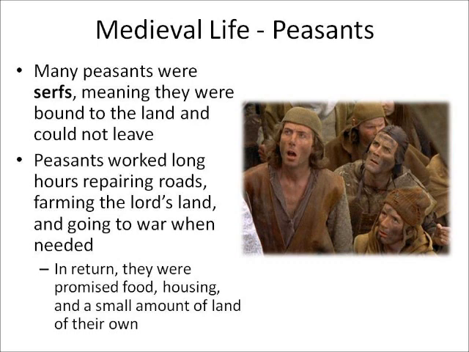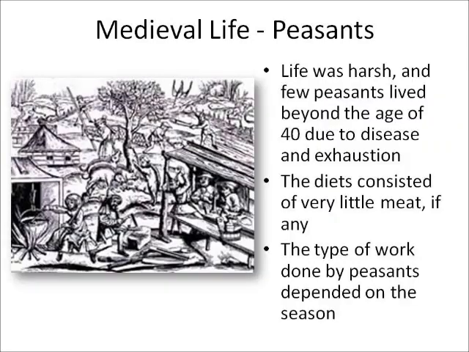Peasants did work very long hours, very arduous tasks, things like repairing roads or farming land. They would go fight if they were absolutely needed. In return for this back-breaking work, they were promised food and housing, and in some cases a small amount of land of their own so that they could farm and have crops and food for their families. Life was very harsh in medieval times, especially if you were a peasant without the luxuries of a castle life. Very rare to live beyond about the age of 35 or 40 just because of exhaustion and the rampant spread of disease that could happen among the peasant class.